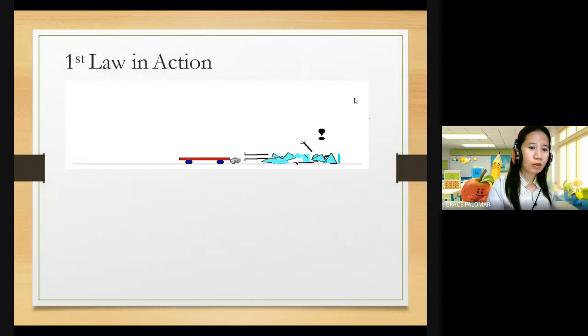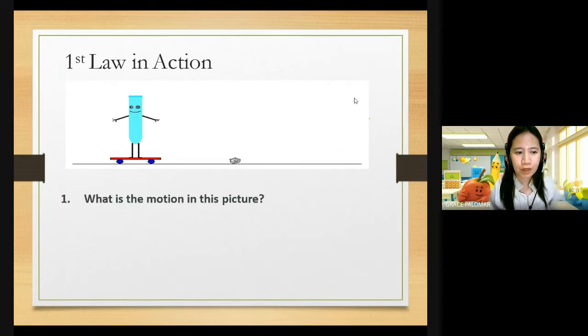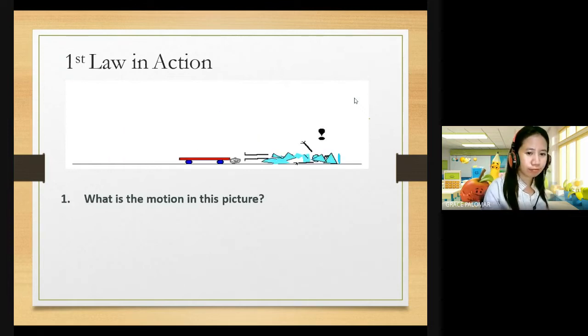Okay, now let us try to check the first law in action. Let's try to answer the following questions. What is the motion in this picture? I'll give you 5 seconds.